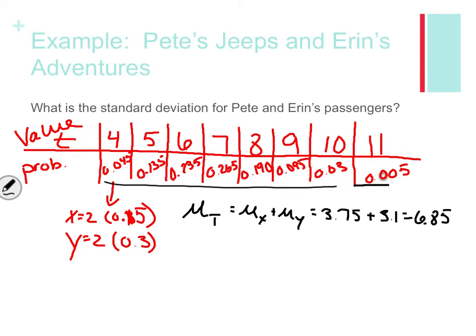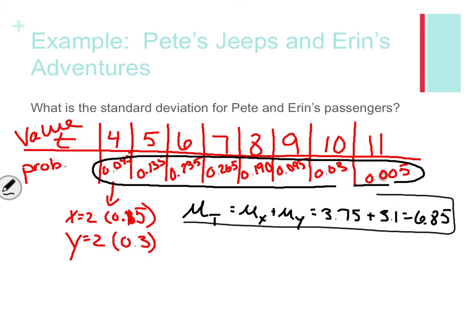Now that I have this, I can actually calculate it too, right? So I could do 4 times the probability plus 5 times the probability plus 6 times the probability and do the whole thing, okay? But it's not necessary. It's just going to come out that you can just combine the two means separately, okay?